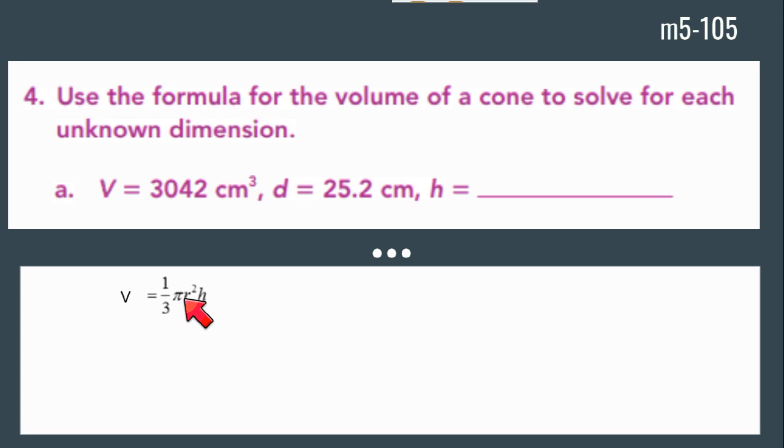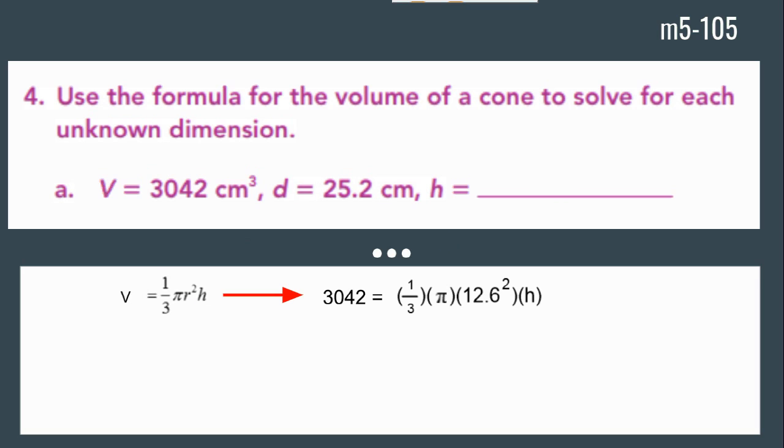Now we need the radius, but they gave us the diameter. So real quick, turn to your partner and explain to them if they give you the diameter, how do you get the radius? Go. So hopefully you said divide by 2. So we're going to have to divide this by 2 in order to get the radius. We're going to square that. And then again, they want us to figure out the height. So height's going to be missing.